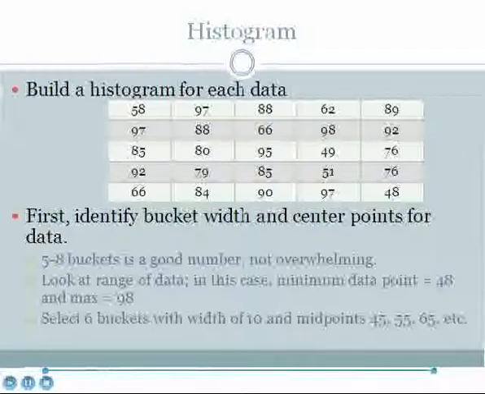Looking at this data, we see that there is a minimum data point value of 48 and a maximum of 98. This gives us a range of 50. Let's select 6 buckets with a width of 10 and midpoints 45, 55, 65, etc. Since the midpoints are 45, 55, 65, etc., that means that the surrounding ranges for each bucket are about between 40 to 50, 50 to 60, etc.